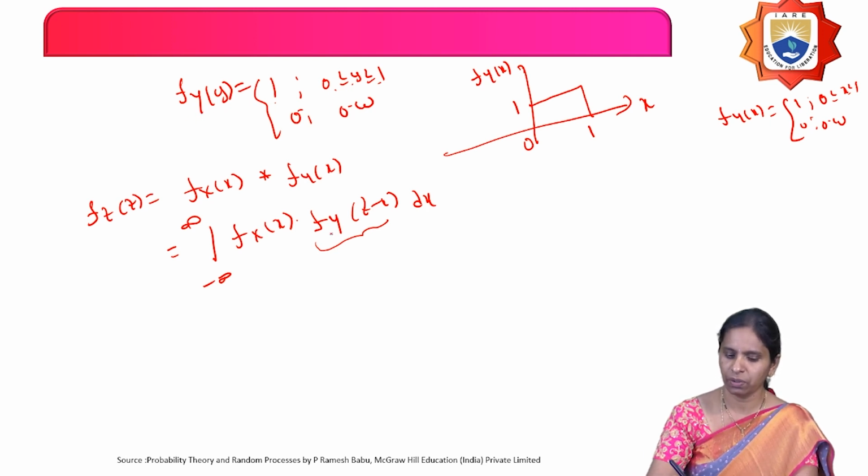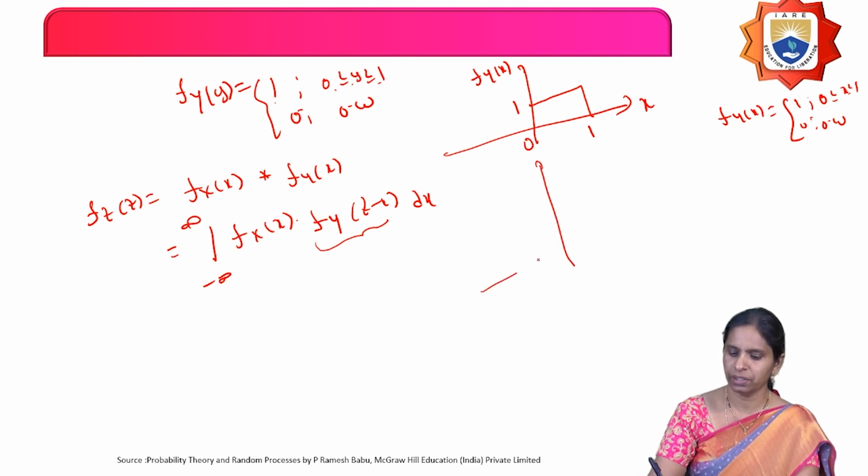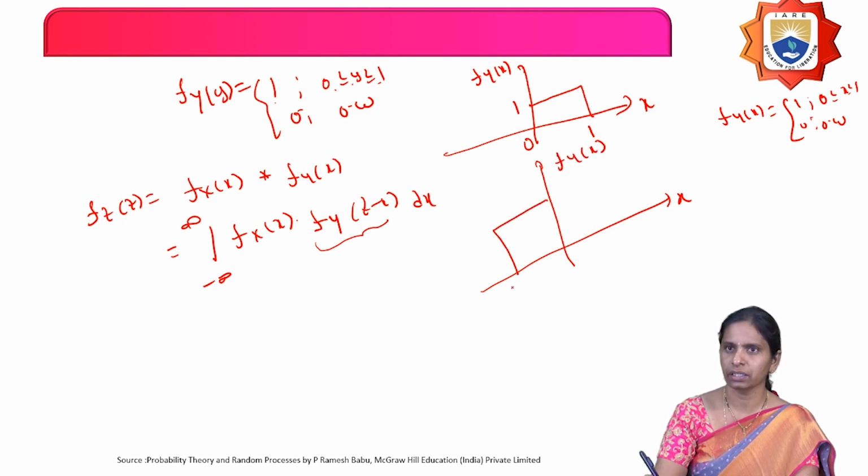Now, after that, what do you want? You want the fy of minus x. Now plot fy of minus x. You just take the time reversal of the given signal. Then you will get minus 1 to 0, and the value is 1. Then what you do? You require not fy of minus x, you want the fy of z minus x.